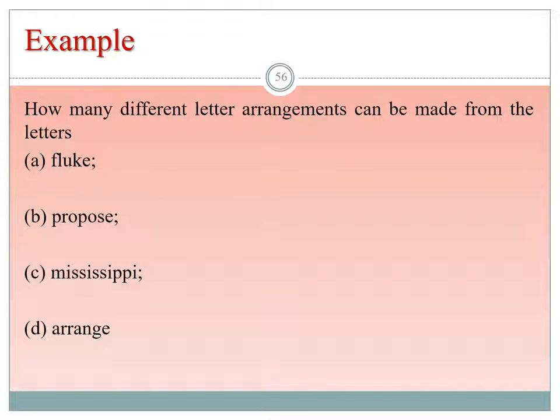How many different letter arrangements can be made from the letters? In this case, first of all we have to identify how many different letters there are. In some situations each letter is different. Sometimes some letters are repeated 2 times, or 3 times. In the first example, fluke, this word contains 5 letters and each letter is different: F one time, L one time, U one time, K one time. So the total number of possible ways is 5 factorial.